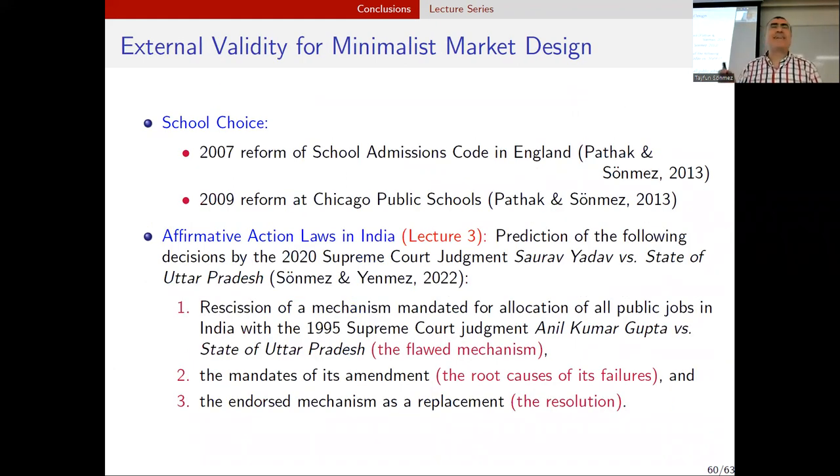But then there is also external validity, which is not something we typically see in other methodologies on market design.